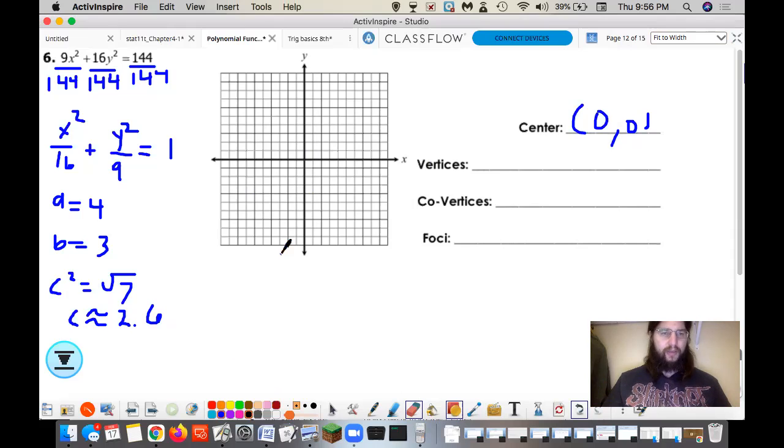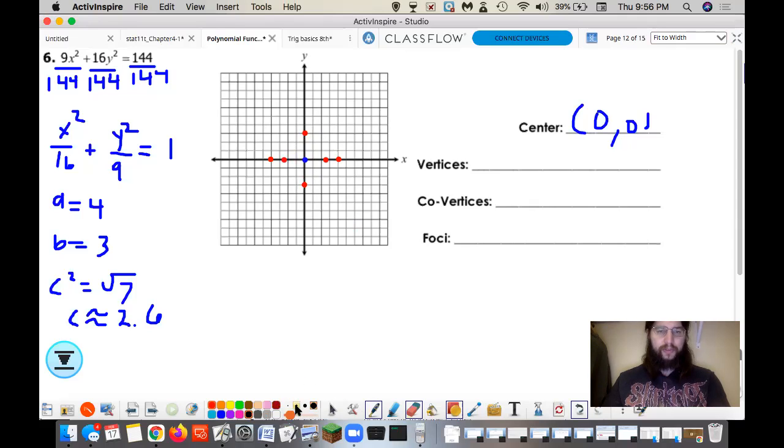Okay, here we go. Center is 0, 0. From there, major axis is the x. So 4. Make sure I count properly. And these are 3 and 3. And these are 2.5-ish and 2.5-ish.